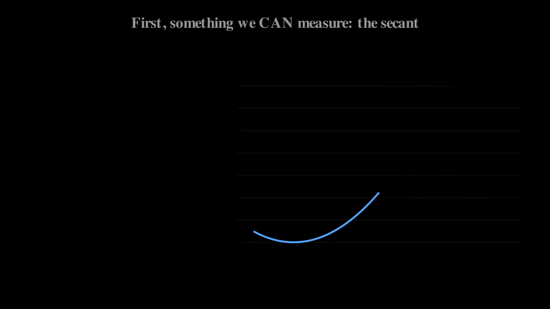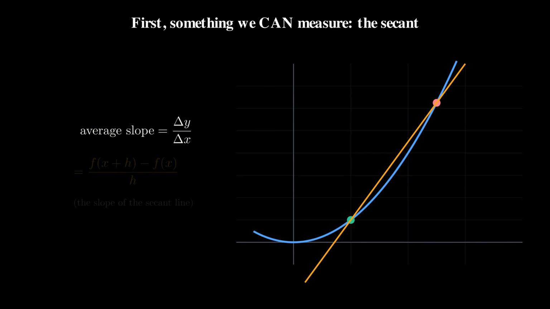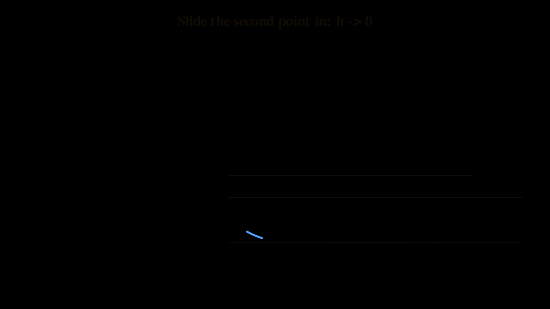Pick a second point, a little further along. Between the two, the curve has an average steepness, the change in height divided by the change in across, rise over run, which is just the slope of the straight line joining them. That joining line has a name, the secant. Now the move that unlocks everything.